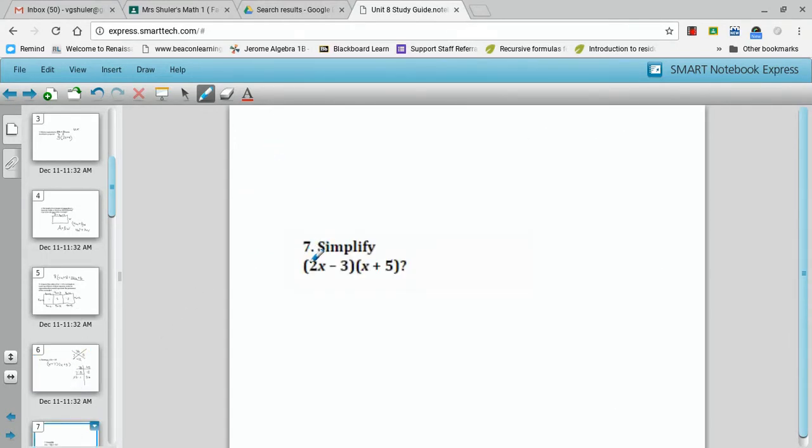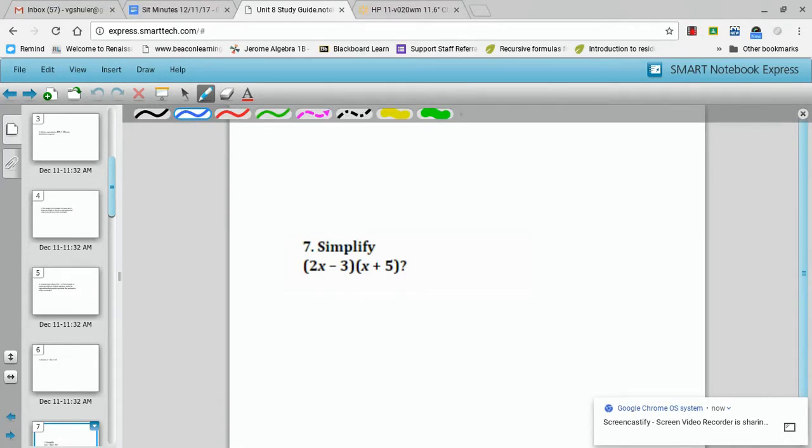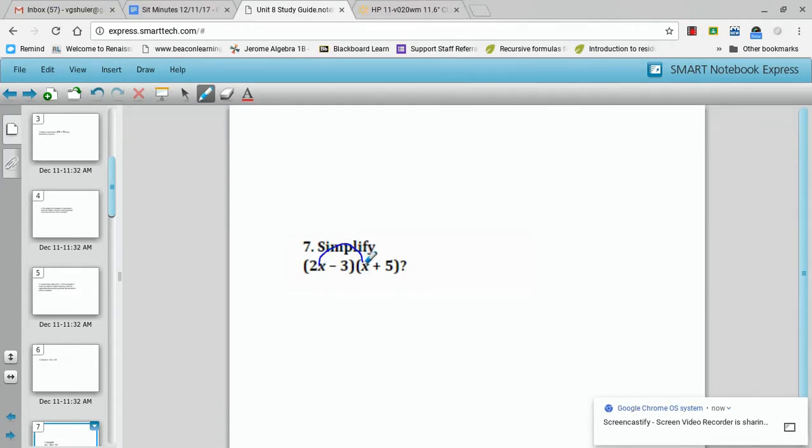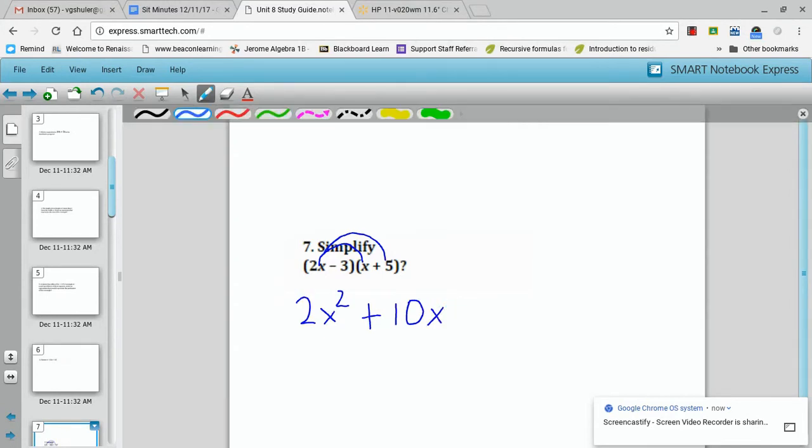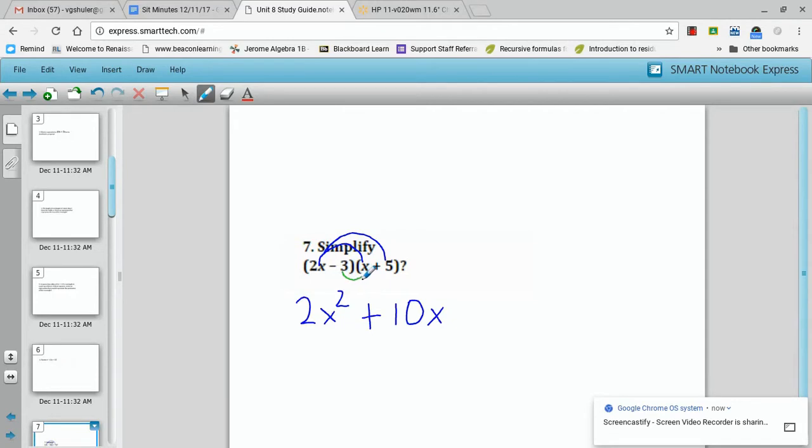Number 7, we need to simplify. Okay, on number 7, we're going to distribute. We're going to multiply 2x times x, 2x times 5. Well, 2x times x is 2x squared. 2x times 5 is 10x. Then now I'm going to change colors. In green, we're going to multiply -3, watch that sign, times x, and -3 times 5. -3 times x, negative 3x. Negative 3 times 5, negative 15.